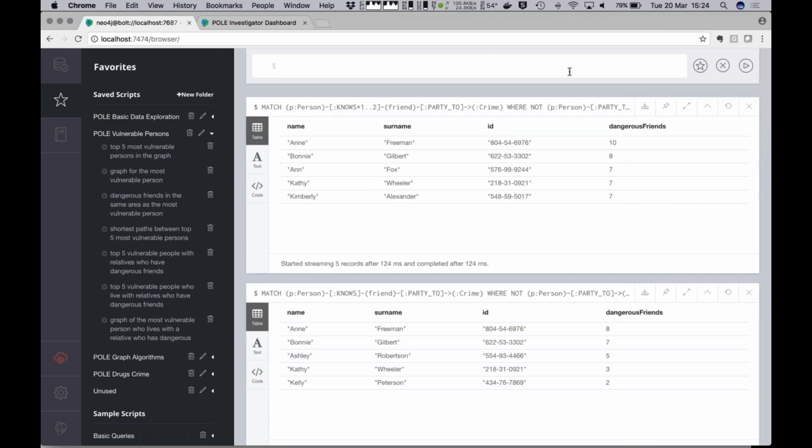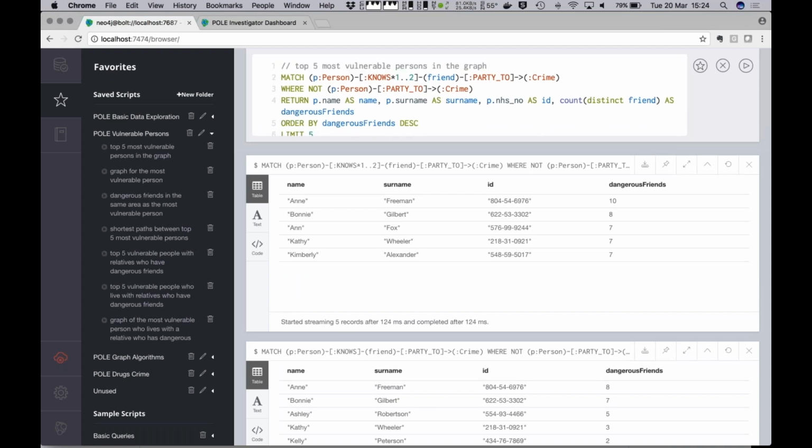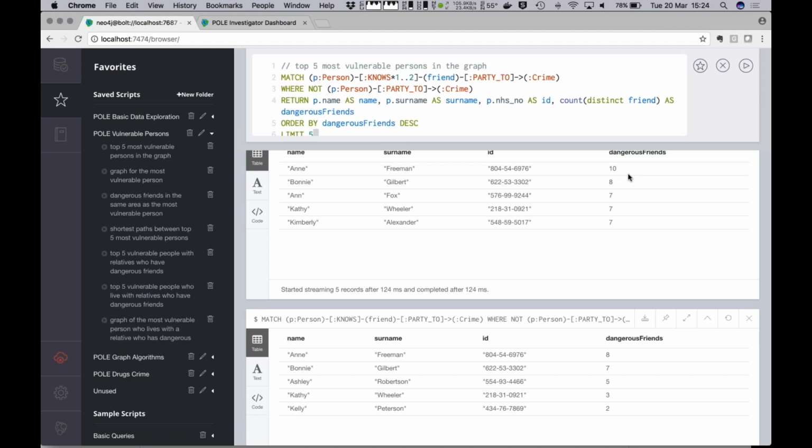So here we see if we go 2 hops out, the friends of people's friends, we can see Anne Freeman is still in the lead. She now has 10 dangerous friends or friends of friends. Bonnie Gilbert has 8 instead of 7. And then some of the names are starting to change down here at the bottom. So Anne Fox, who is not in our original list, when we look at her extended social network, she now has 7 dangerous friends or friends of friends.